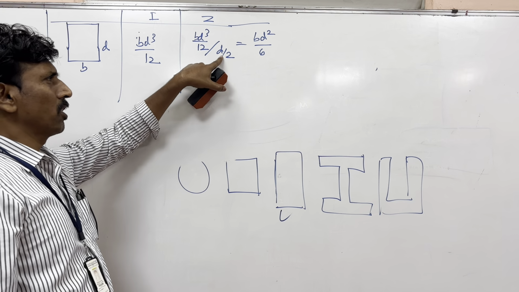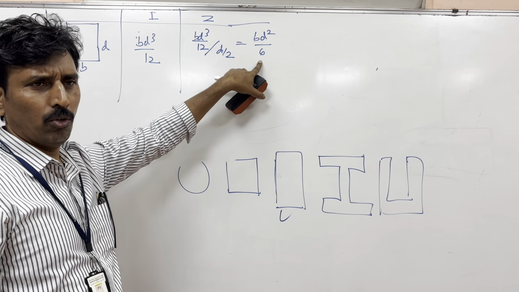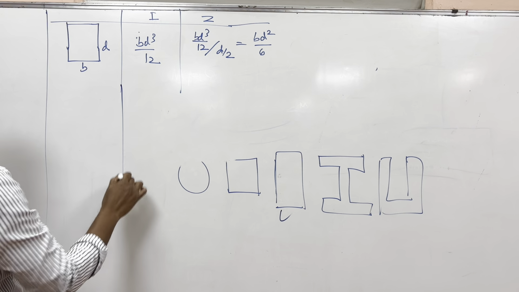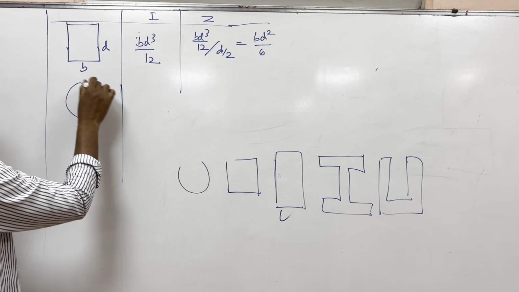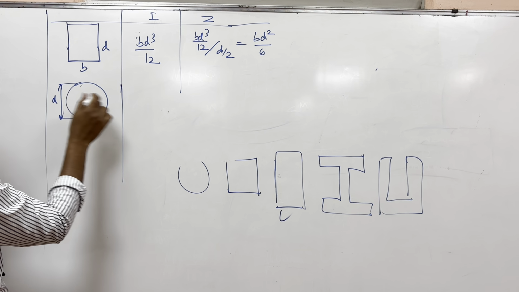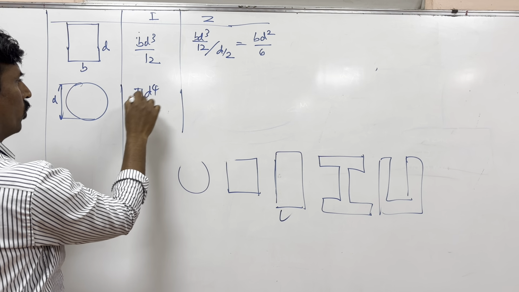So you need to be familiar with this. Otherwise, if you substitute, you can get the answer; people need not remember this. And now, if it is a circular section of diameter D, the formula for I is given by pi D to the power of 4 divided by 64.